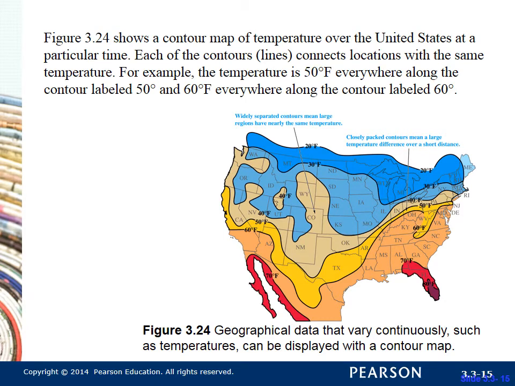All right, now I know you've seen these on the weather map. They got those patterns flying around there. So this is a contour map of the United States at a particular time. Each of the contours are lines. Usually people think of lines as straight, so contours is just a curved line. Connect locations with the same temperature. So for example, my temperature is 50 degrees everywhere along the contour labeled 50.